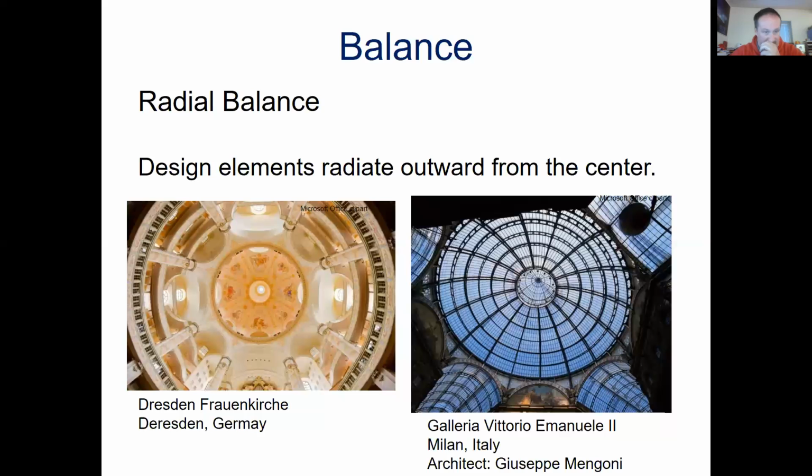Radial balance is just the design elements radiate outward from the center. So looking at these, it's more circular, and everything just kind of comes out from a center in kind of a round or circular design.